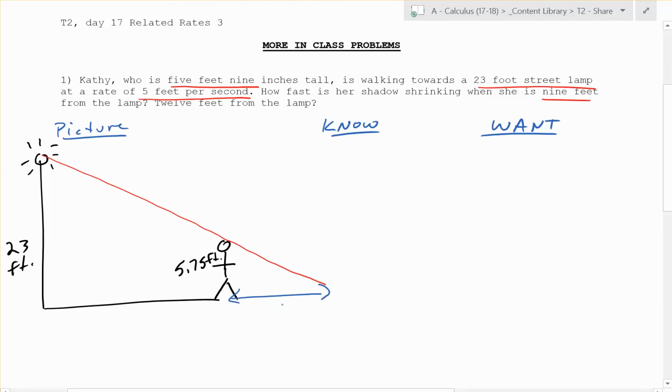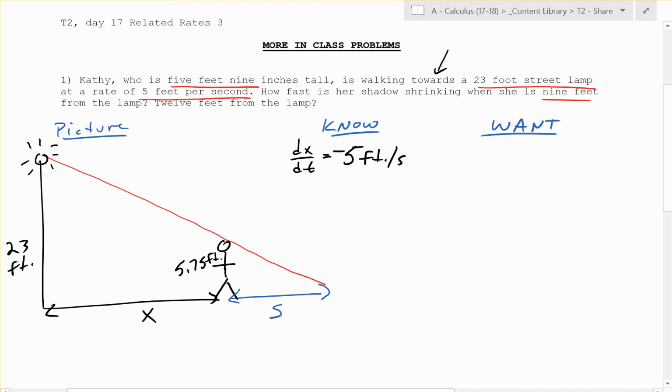So let's call the shadow distance S, and let's call the distance she is from the lamppost X, like that. So what do we know? Well, the 23 feet and the 5.75 feet are written in there. We know that Kathy is walking at a rate of 5 feet per second toward the lamp. Towards, that's important, towards. So dx/dt, the rate of change of x with respect to time, is negative 5 feet per second because it's getting shorter.